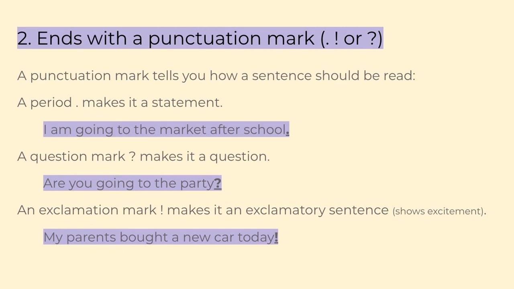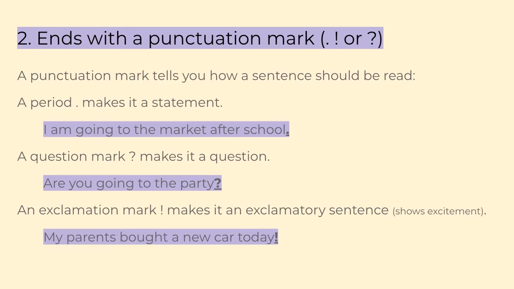Number 2, it ends with a punctuation mark. A punctuation mark tells you how a sentence should be read. We'll talk a little bit about these more another day. The main purpose of them is to show where your sentence ends, and if you're reading them out loud, how you should read them. So a period makes it a statement. So if I said, I am going to the market after school, with a period, that would just be a statement. It would be something that I'm telling you.